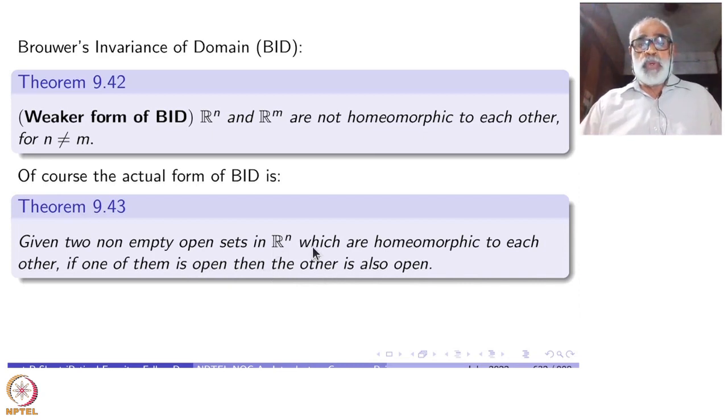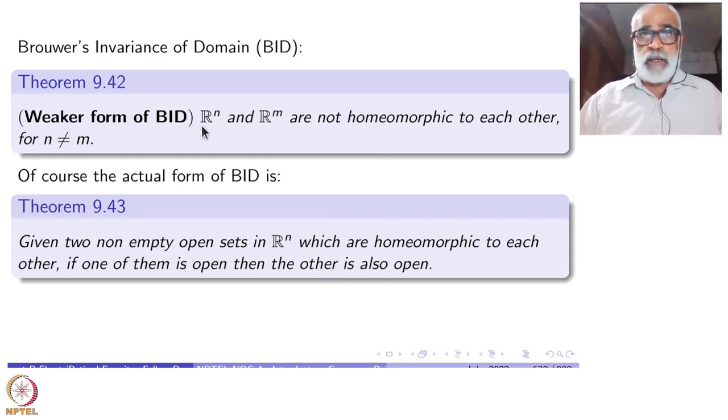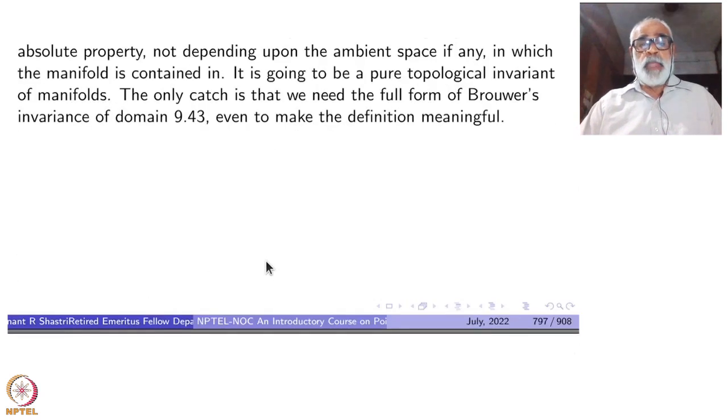We have used only a weaker version so far, namely that Rn and Rm cannot be homeomorphic if m is not equal to n. That is an easy consequence of this one. Okay, so now we will need the full force of this. I will come to that again, why we need it.